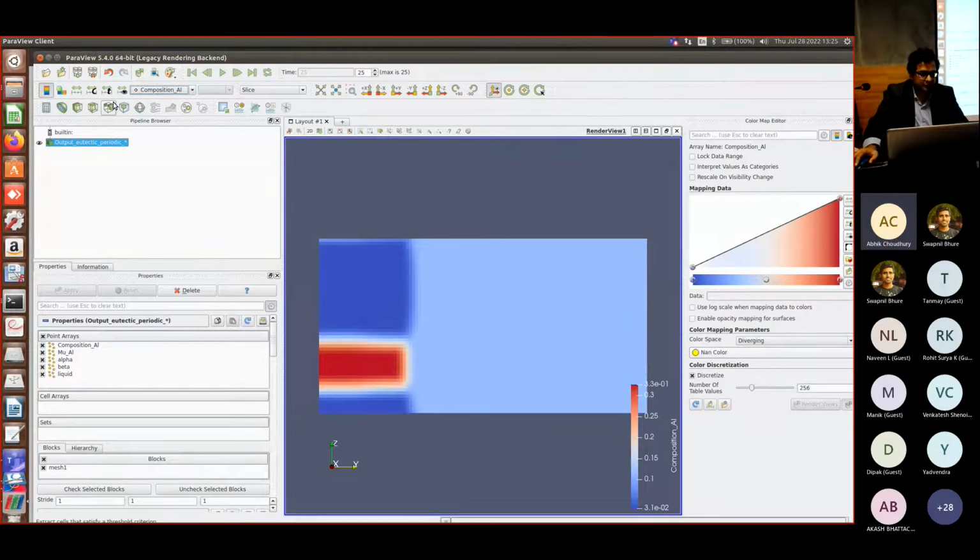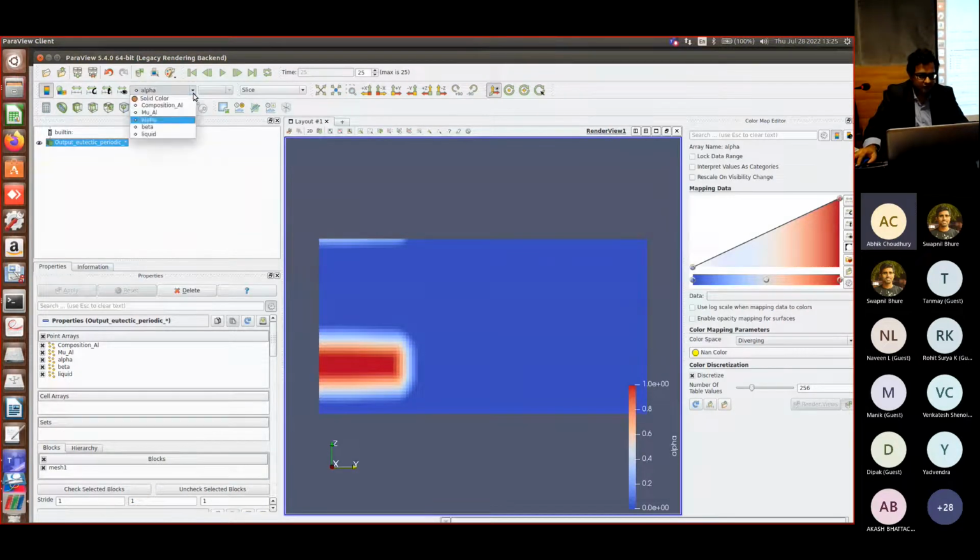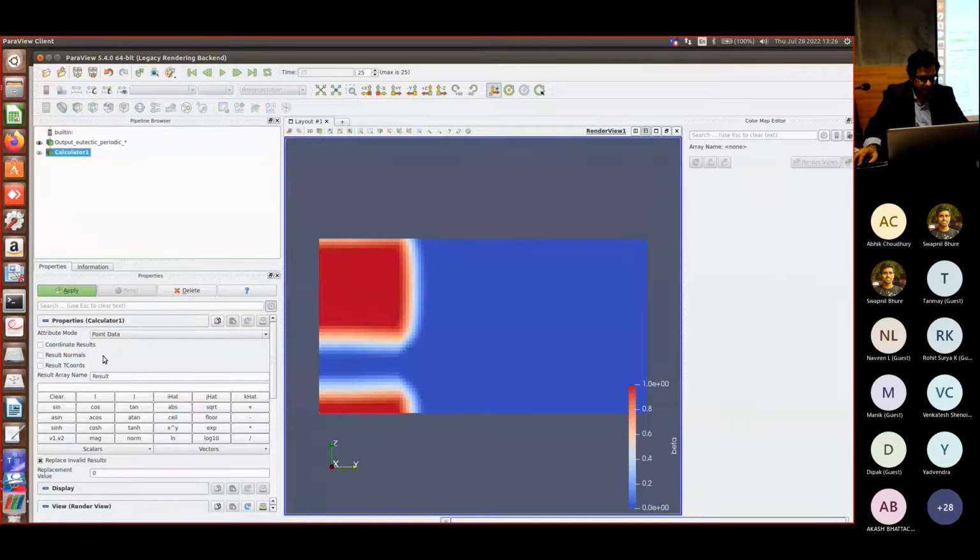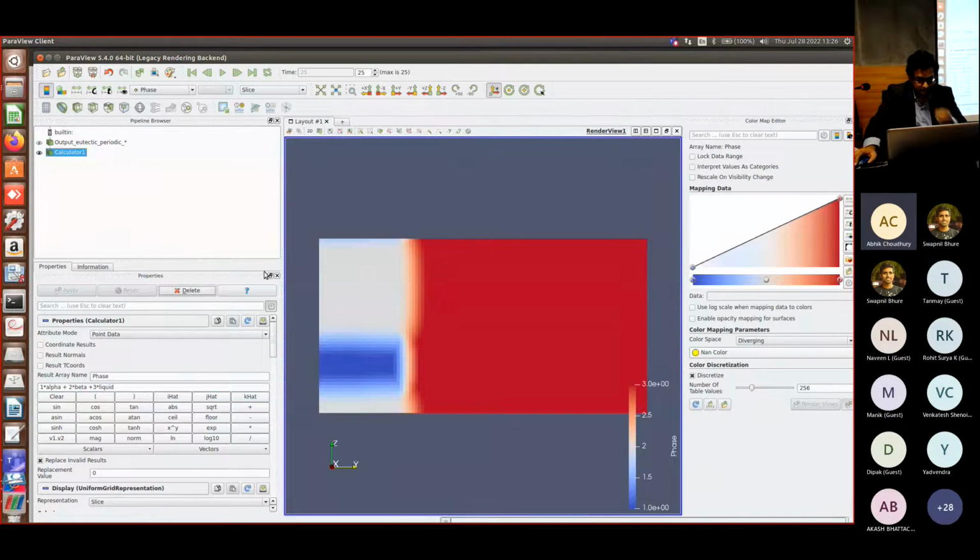So you can also convert this to see it as a phase map. Because these phases are individually visible, one can do a trick which I will show you to show them together. So you can use the calculator filter in here, apply, create a field which is phase, and associate a level set for each of the values. So I'm going to do 1 star alpha plus 2 star beta plus 3 star liquid, and I'm going to apply. And it will create a field for me where the 3 phases are separately visible.